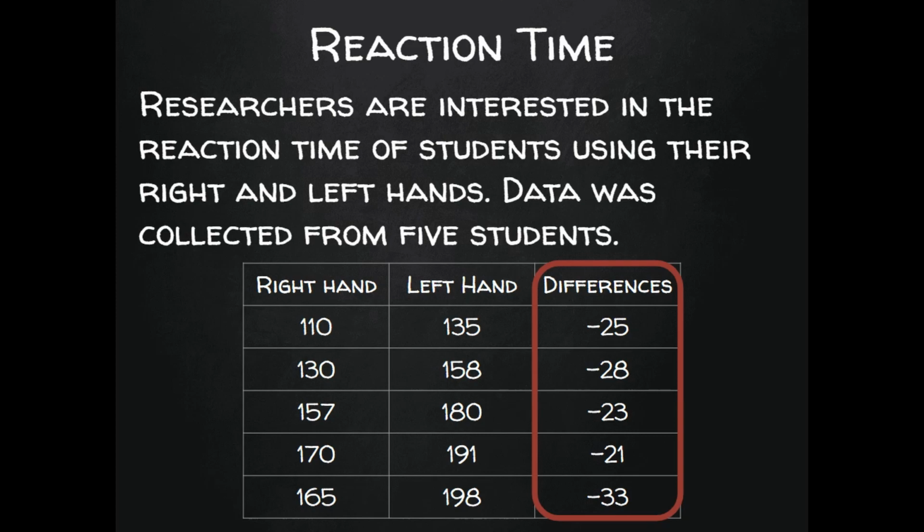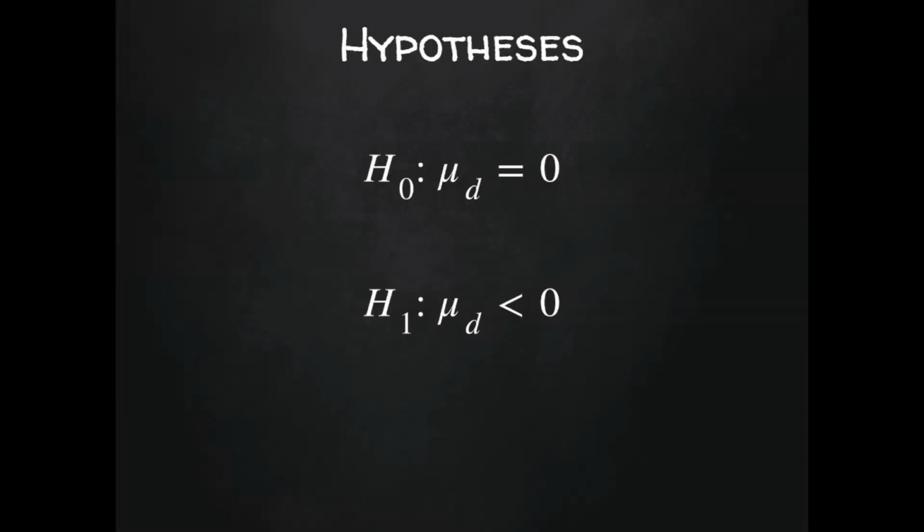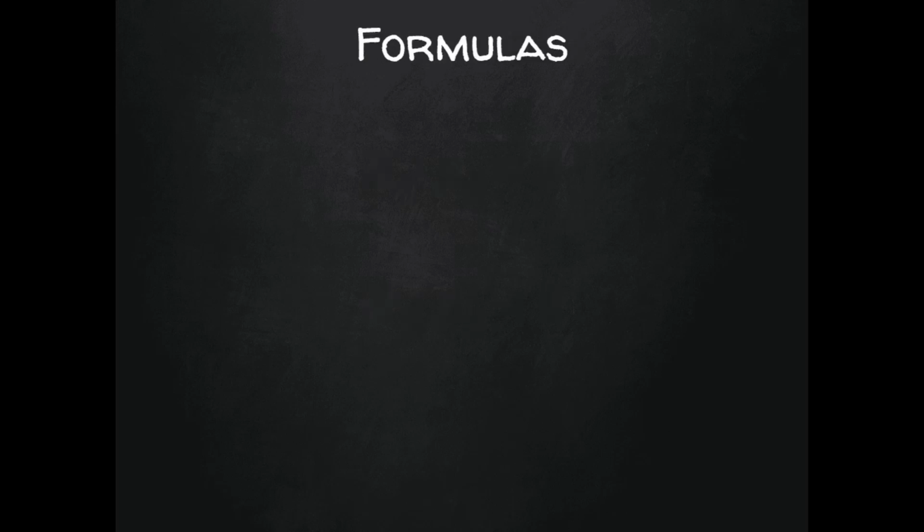in section 8.3. So our hypotheses are going to be run on what's called mu sub d, or the mean difference. So the null will be often that the mean difference is equal to 0. The alternative will be the mean difference is less than 0, or greater than 0, or not equal to 0, depending on the situation. The formulas we end up using are the same as those we used in 8.3 when we did confidence intervals and significance tests for one sample means.